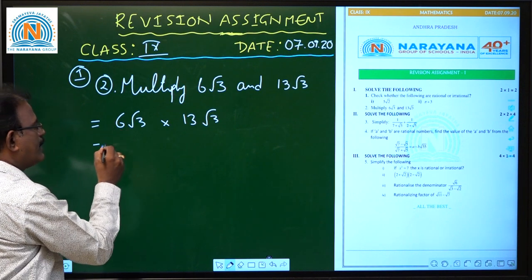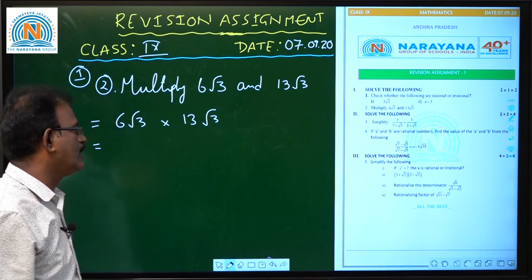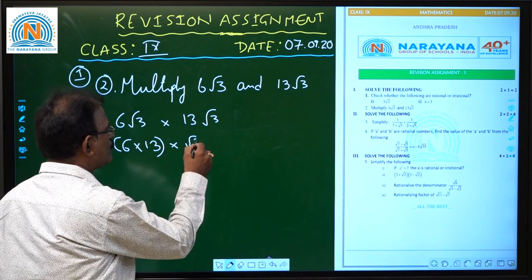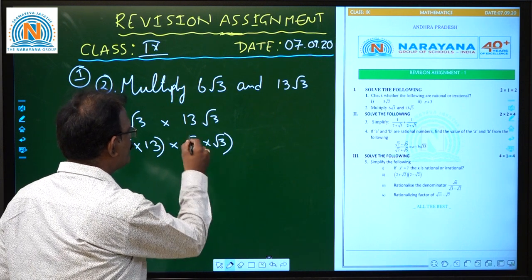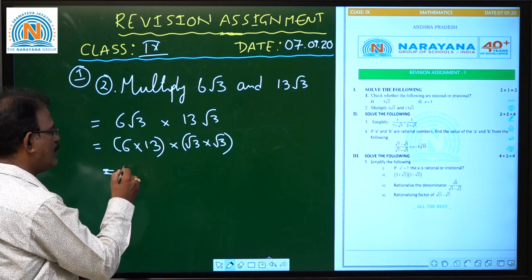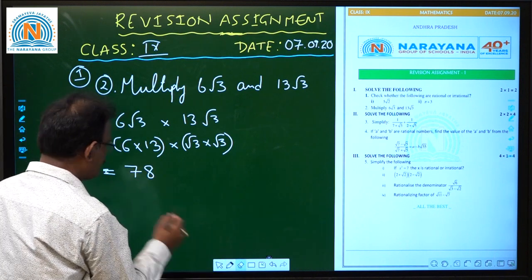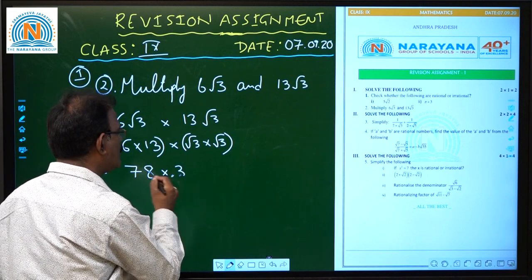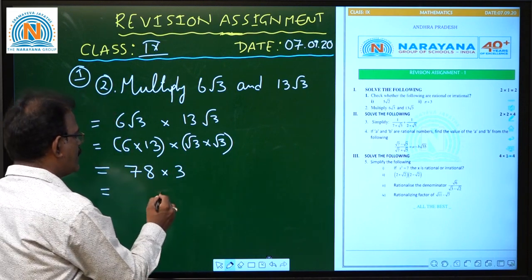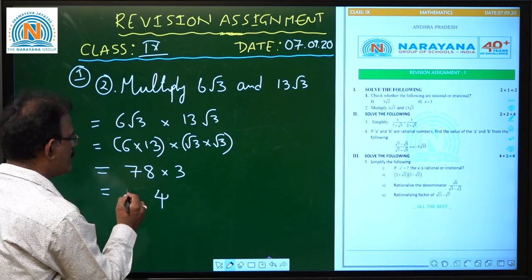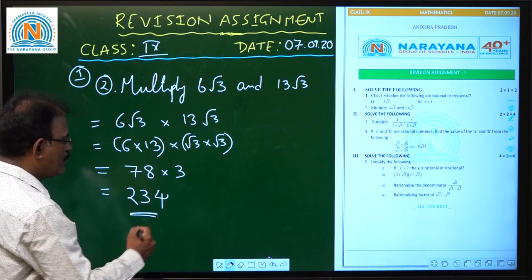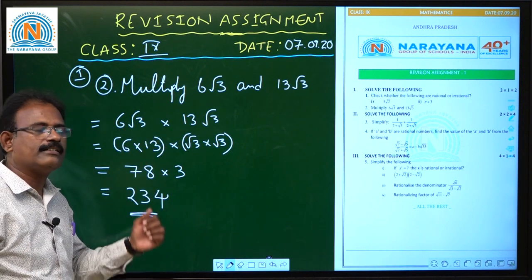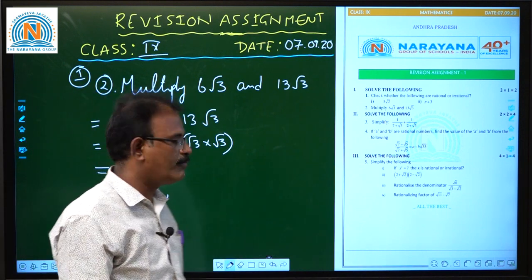So whenever you are multiplying like terms, first of all we are grouping. This is like 6 into 13 into root 3 into root 3. So children, 6 13s, you know very well, this is 78. And root 3 into root 3, the root gets cancelled, giving 3. So 78 into 3: 3 8s are 24, 2, 21 plus 2, 23. So what is the product of 6 root 3 and 13 root 3, children? This is 234. So come back to the second Roman.